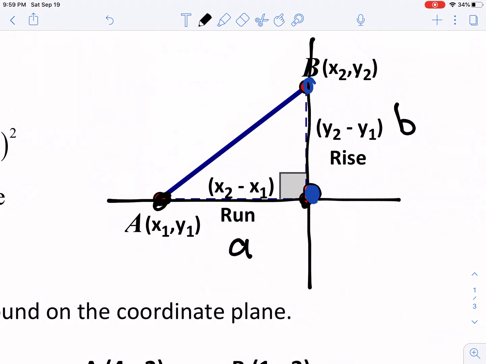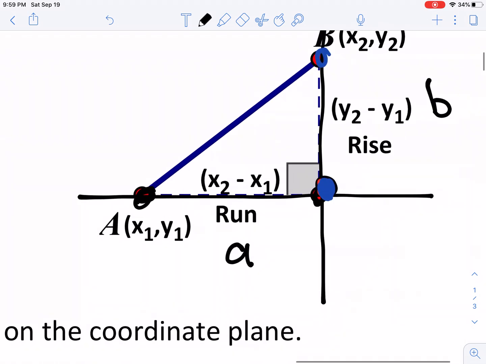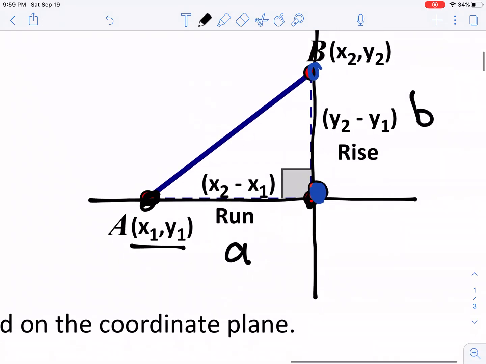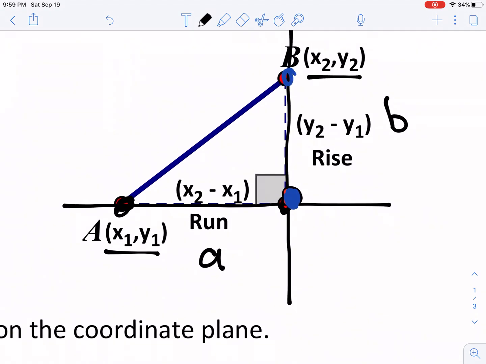Okay. Now, how do you find the distance between any 2 values, okay? We subtract them. Right? So in this case, if I know that this is x1, y1, and then this guy over here is x2, y2, then I need to find this distance, the run, right? Well, I take x2 minus x1, and that gives me the run. If I subtract my x values, the x of this point and the x of this point, that gives me this distance a, okay? That gives me the run.